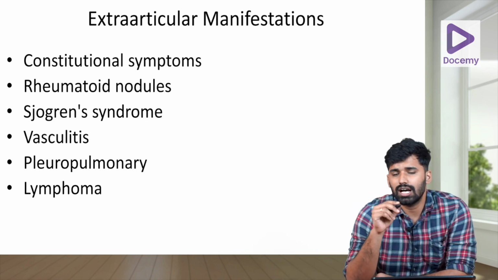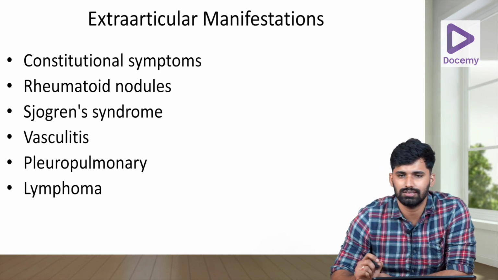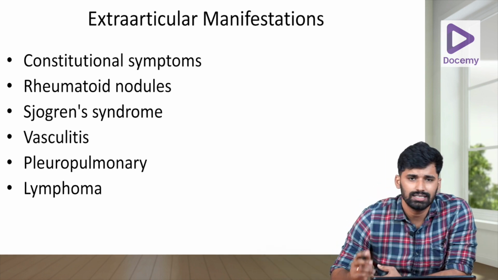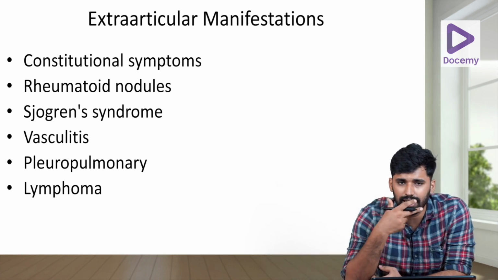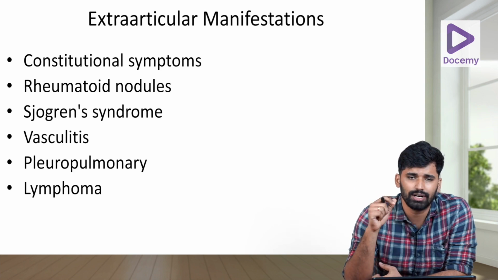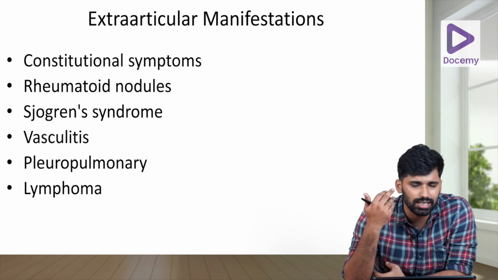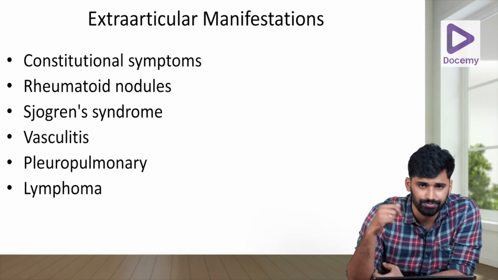Sjogren syndrome, otherwise called secondary Sjogren syndrome, can occur in rheumatoid arthritis. You know the sicca syndrome, the dryness of the eyes, the destruction of the minor salivary glands, the destruction of the parotid and the submandibular glands causing dryness of the mouth. Such a kind of sicca syndrome can occur in rheumatoid arthritis also.